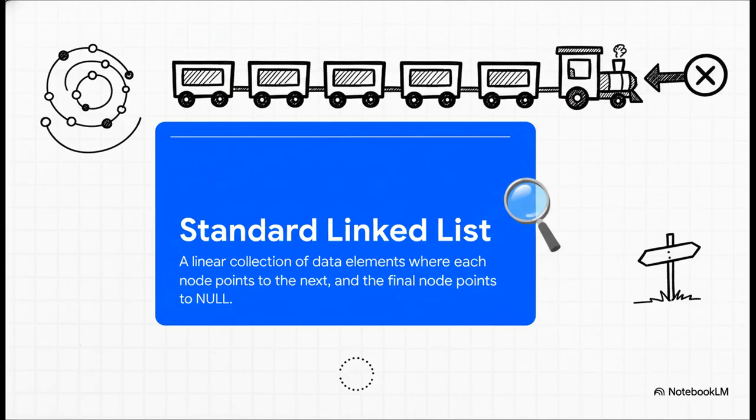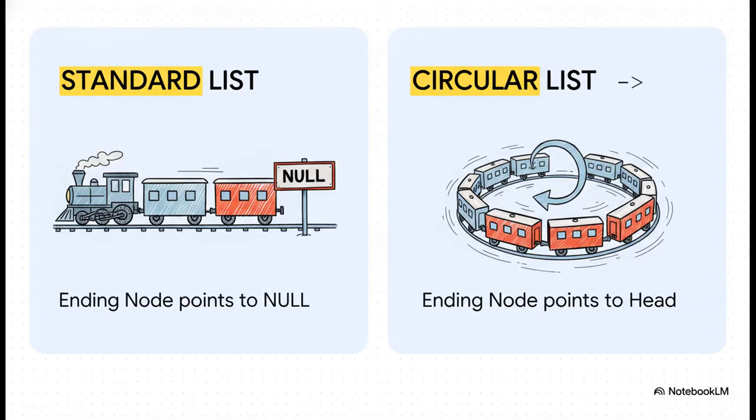This is the end. Now this is where things get really interesting. Look at this tiny but super powerful change. On the left, you've got the standard list stopping cold at null. But on the right, our circular list, well, it doesn't stop. That last node points right back to the very first node, the head. It's like taking the caboose and hooking it right back up to the engine. And that one little change is the start of our whole problem.